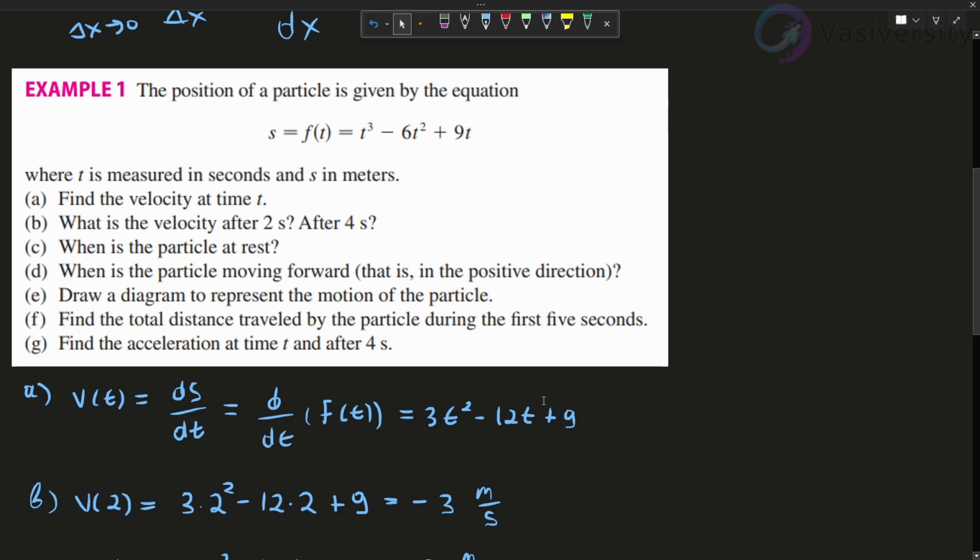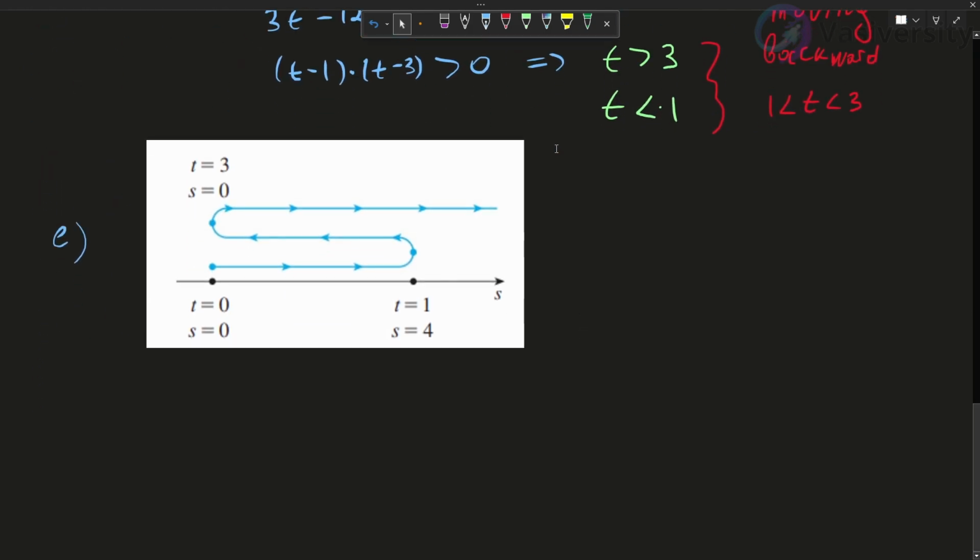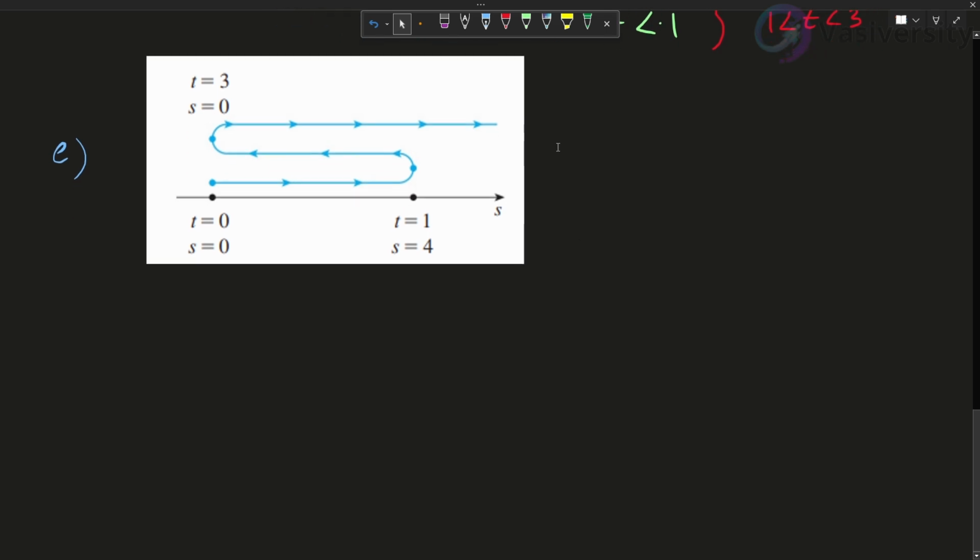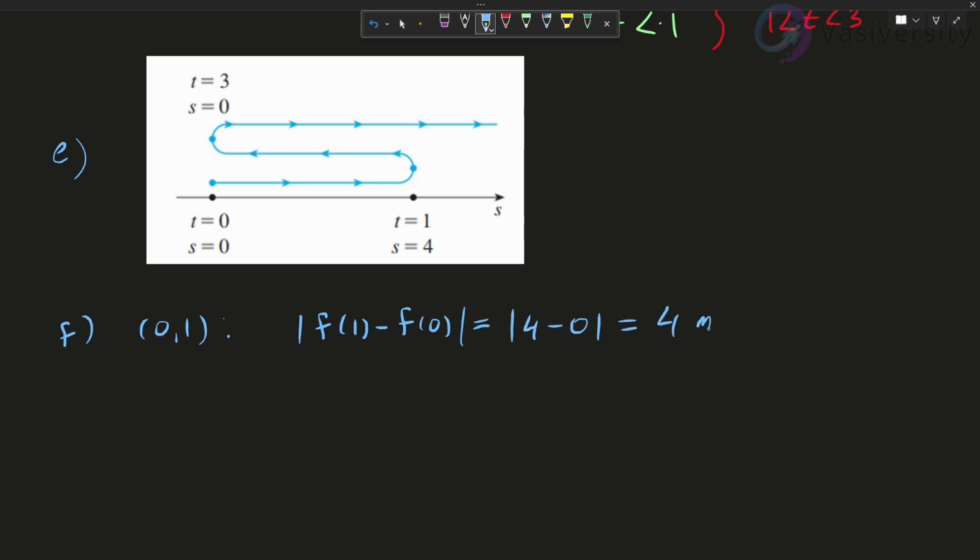Find the total distance traveled by the particle during the first 5 seconds. Okay. So because of the things we learned in part D and E, we need to calculate the distances traveled during the time intervals from 0 to 1, 1 to 3, and 3 to 5 separately. Let's start with the first interval, 0 to 1. We have the distance f of 1 minus f of 0, which is 4 minus 0, which is equal to 4 meters.